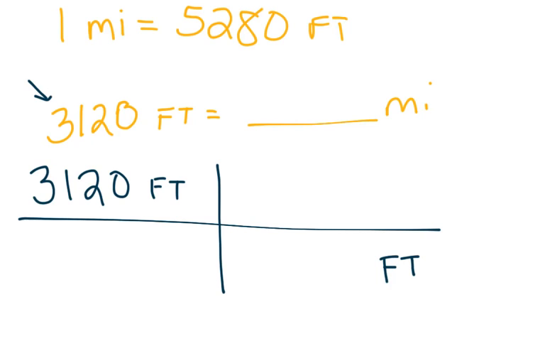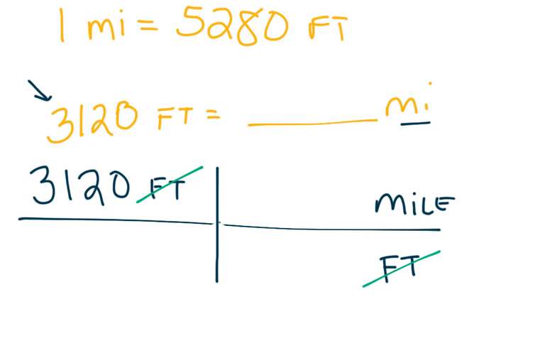The idea being is if you just ignored this little middle part for a second and this was a fraction, you can see that this would now cancel out. And really that's all we're doing. That vertical line is just helping us stay organized, but this is a giant fraction. So now feet are canceled, and I'm going to put the unit that I want, which is miles, up here on the top.